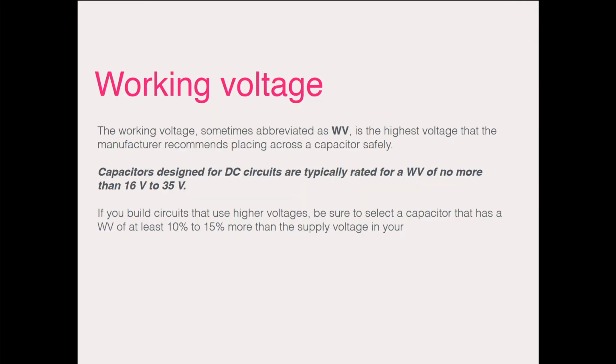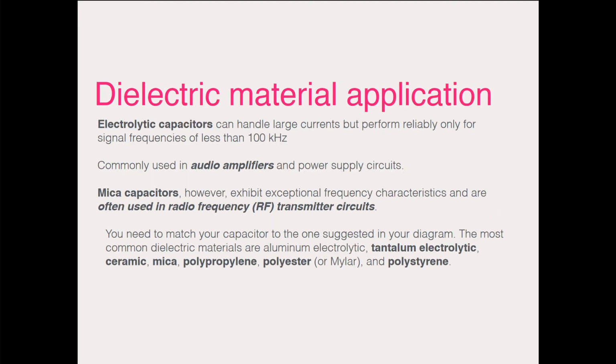When you're working with voltage, it's referred to as the working voltage, or WV. The highest voltage that a manufacturer recommends placing across a capacitor safely is its working voltage. Most capacitors are between 16 and 35 volts. And if you build a circuit, it's really great to have a lot of headroom with the capacitor. What I mean by this is it's okay to have a capacitor that's 10 or 15% more than your supply voltage. The reason for that is if you end up with a larger voltage drop than you suspect, the capacitor has a bit more breathing room to help you out.